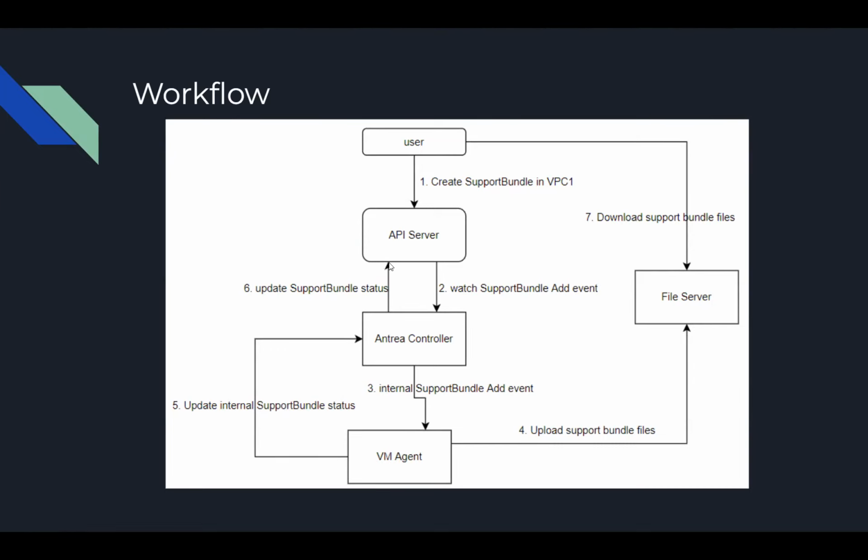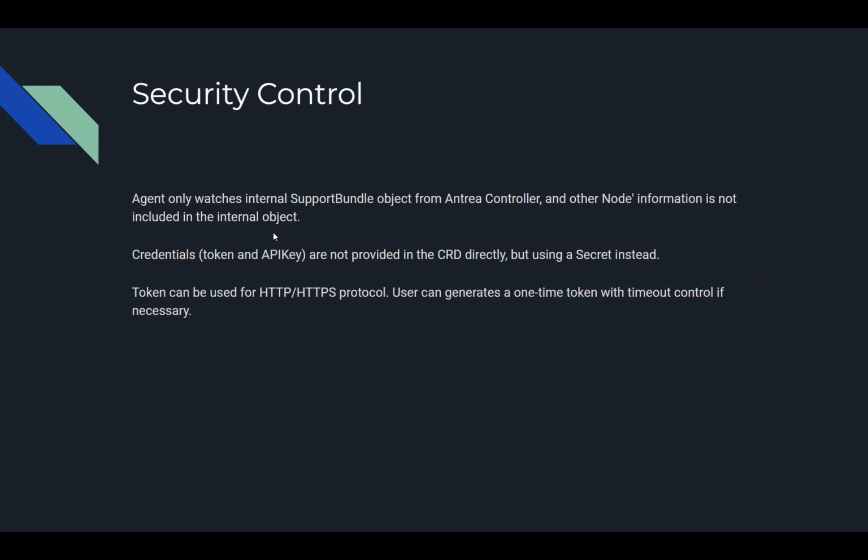After the support bundle CRD status is marked as processed, the user can download the bundle files from the file server. And one thing I want to mention is that we have another configuration in the Antrea controller for the failed case. The Antrea controller will upload a file to the file server to tell the user which nodes failed to upload the files. I will introduce some details in the corner cases.